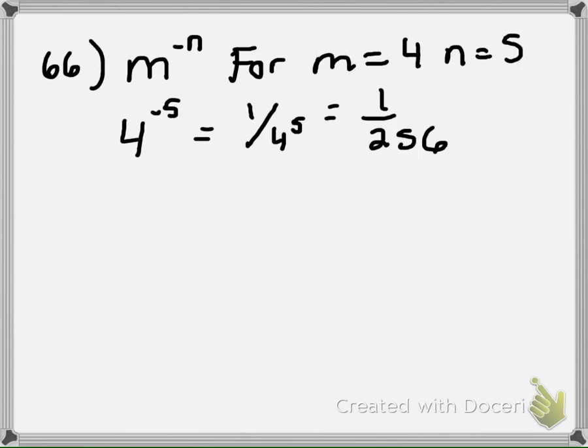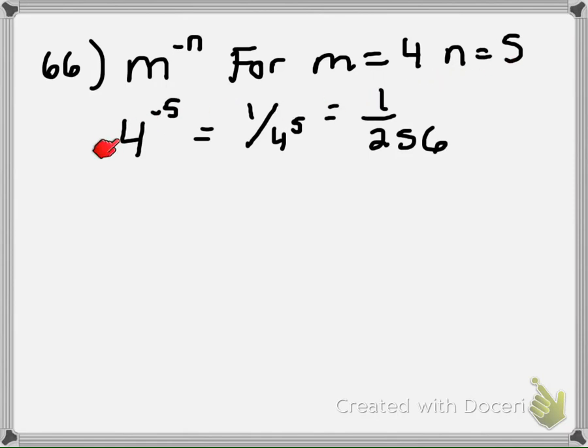Okay? This next set of problems is down below where it said 61 through 72, and they told you what m was, what n was, and what p was, and you had to evaluate the expressions. So the first thing I have to do is, if this is the expression I'm given, I have to substitute in for the m and the n what they tell me m is and what they tell me n is.